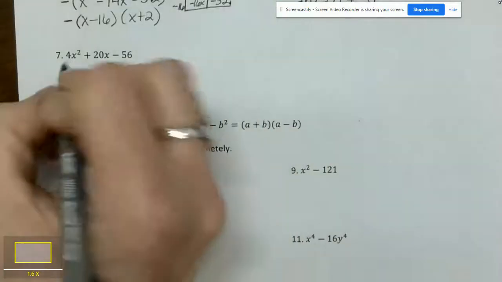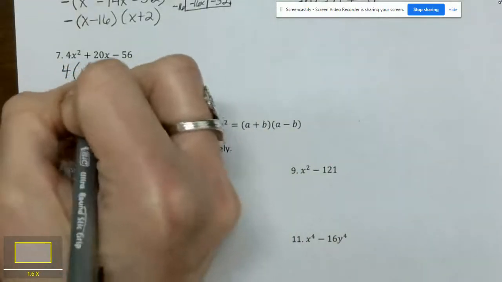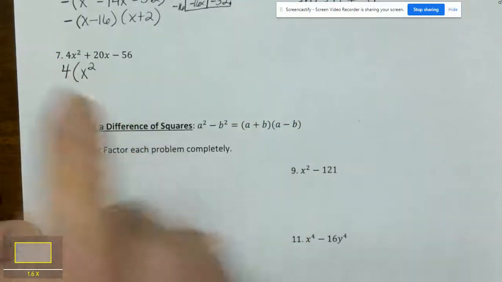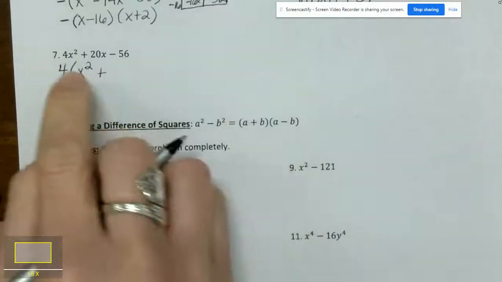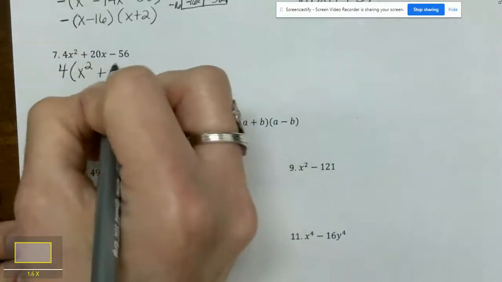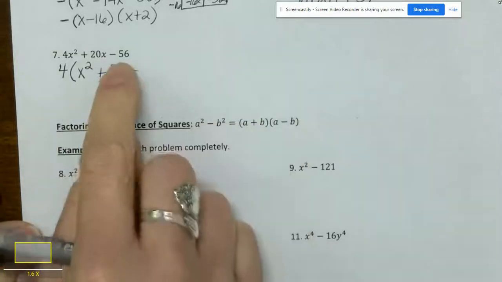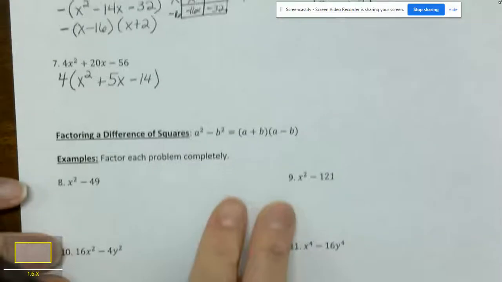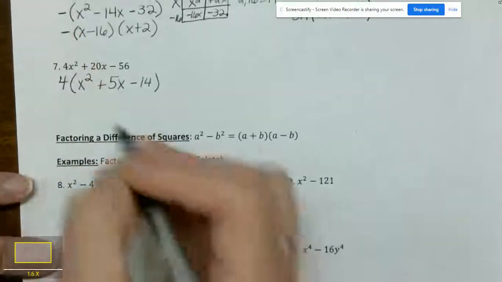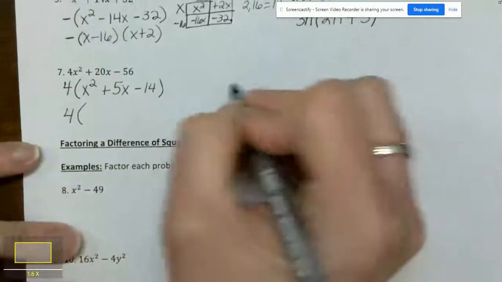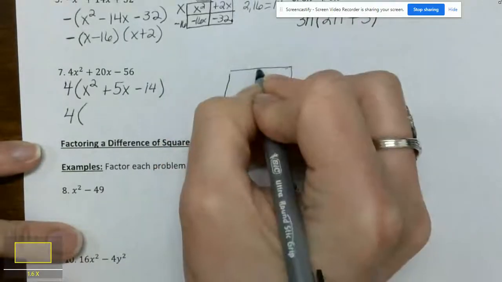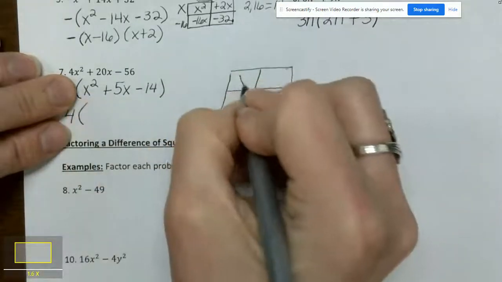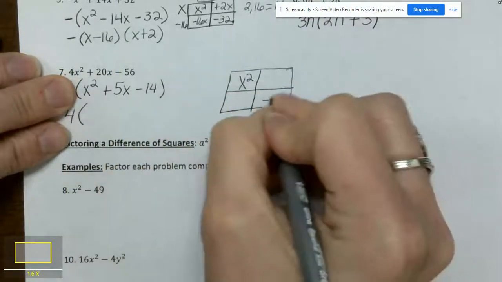So I can take a 4 out, which makes that go down to x squared, because 4 times 1 gives me 4. So that's x squared. Plus 20 divided by 4, that's going to be 5x. And then I just did 56 divided by 4 and got 14. Now again, just like you kept this negative up here, you're going to keep the 4. Okay? But now I'm going to do my box. And I'm going to come up with this one. All right, so x squared goes here, and negative 14 goes here.